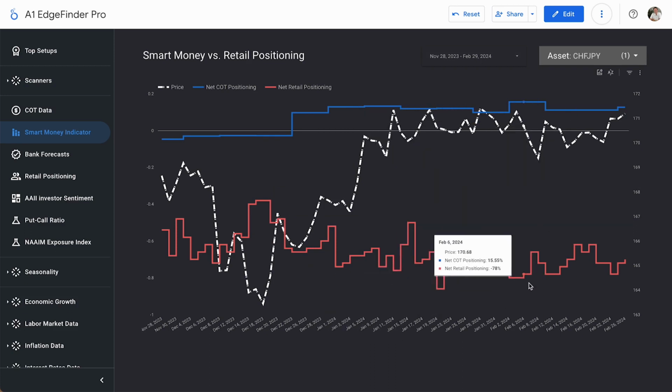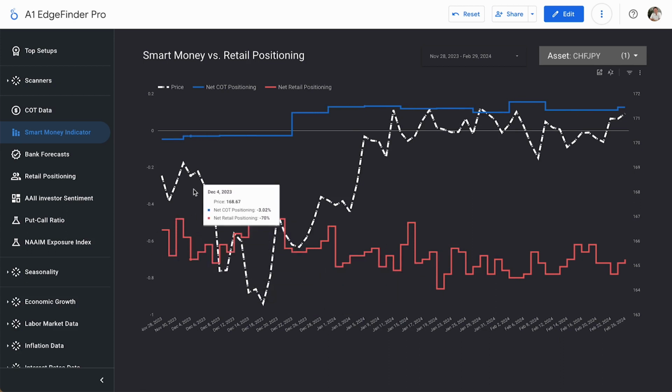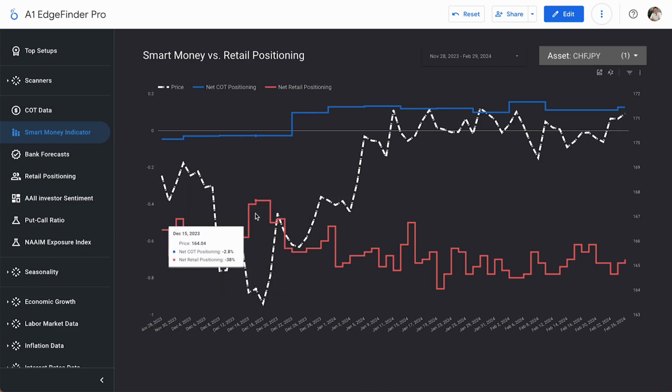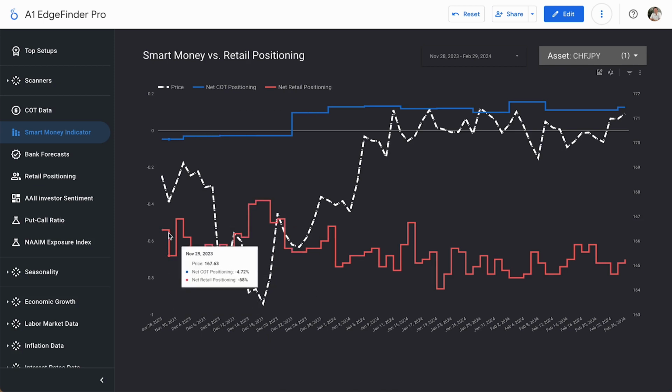What has retail done? Retail has been bearish, and they've stayed bearish the entire time, whereas COT flipped from bearish to bullish on this asset. Retail has stayed bearish the entire time.